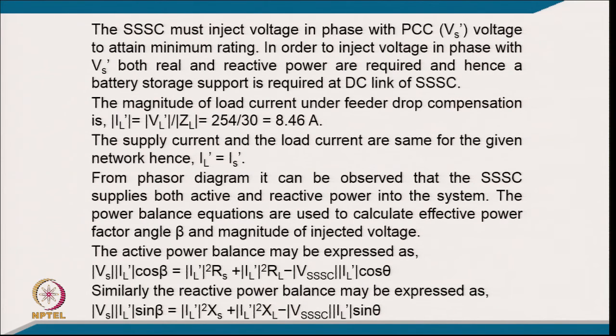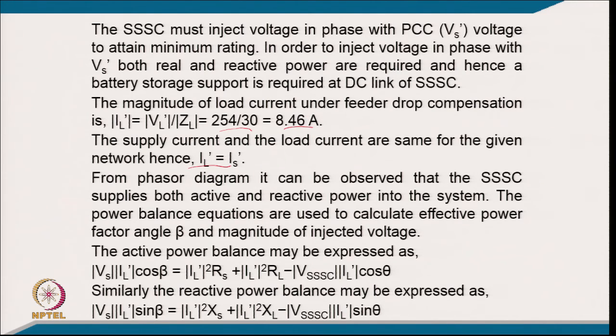Now, the series SSC must inject the voltage in phase with the PCC voltage to attain minimum rating, and in order to inject the voltage in phase with Vs dash, both real and reactive power are required, and hence battery energy storage support is required at the DC link of the SSC. The magnitude of load current for feeder drop compensation, IL dash, is equal to the rated voltage of 440 by root 3, that is 254, divided by 30, which comes to 8.46 ampere, and the supply current and load current are the same, 8.46 ampere.